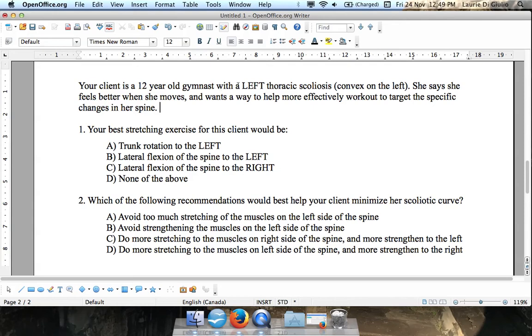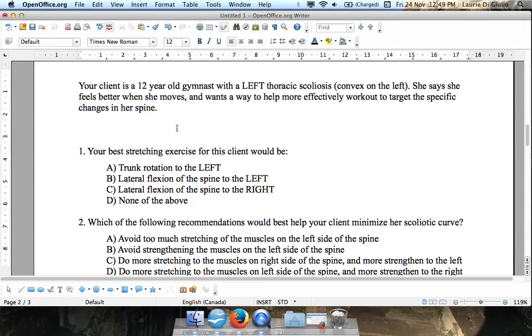Your client is a 12-year-old gymnast with a left thoracic scoliosis curve. So she has a convex on the left. So when there's convex on the left, that tells me that the left erector spinae, let's say, are stretched out, and the right erector spinae, or longitudinal muscles, are tight, for lack of a better term.